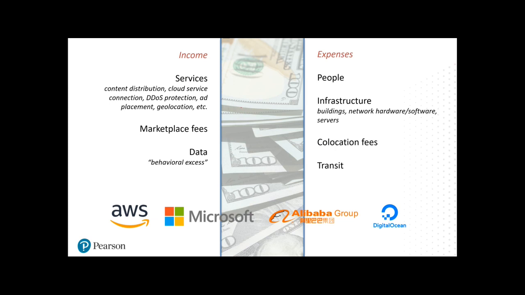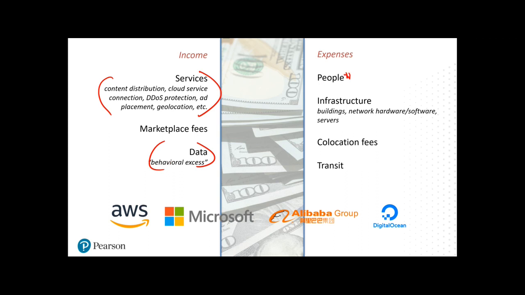So content providers, what do they do? They make their money off of services like geolocation, content distribution, cloud service, just selling stuff. Amazon makes a lot of money off of marketplace fees for other people to sell stuff through Amazon. There's a lot of money in that. So that is another thing. Data, which again, I would call behavioral excess, what Shoshana Zuboff calls behavioral excess.